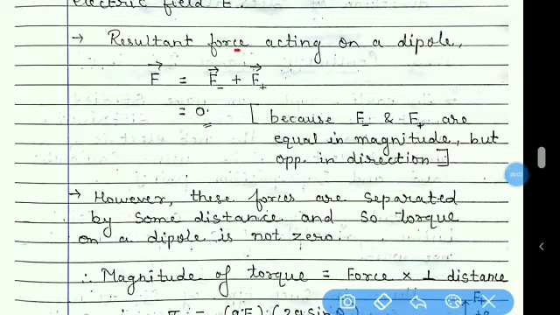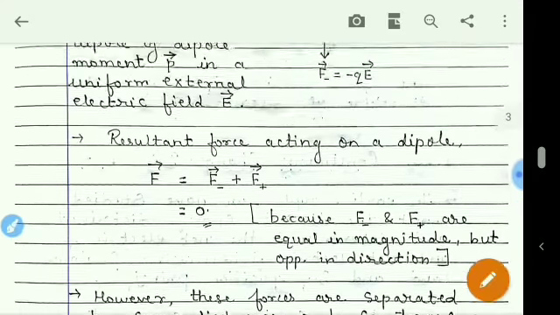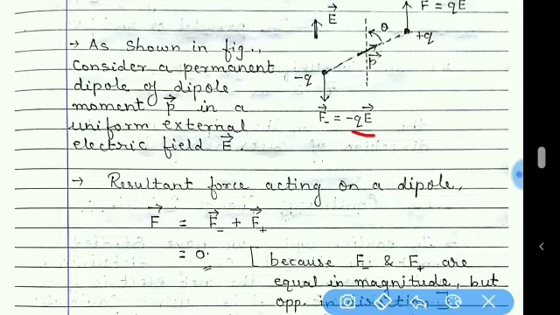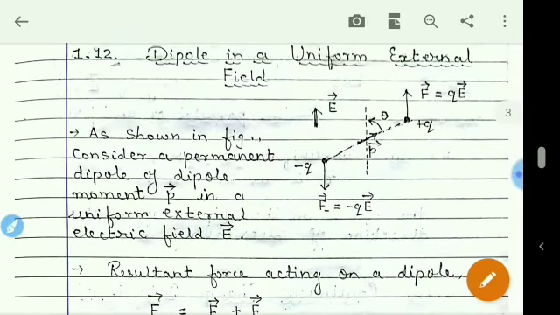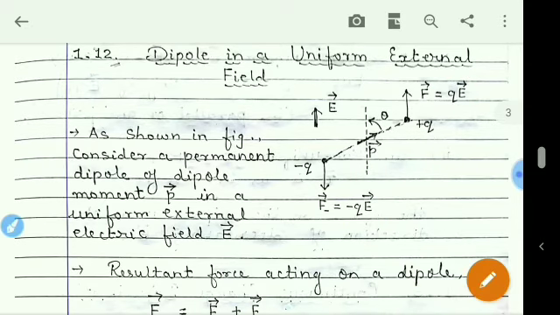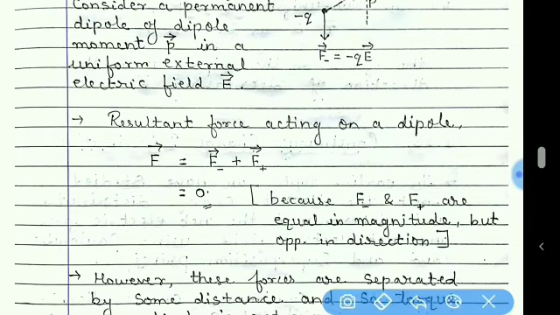So now the resultant force F acting on a dipole is given by the force on the negative charge plus the force on the positive charge. But as you can see here, the force on the negative charge is minus QE and the force on the positive charge is plus QE. So if we add these two, then the result will be 0, and hence the resultant force on a dipole which is kept in a uniform electric field is 0.